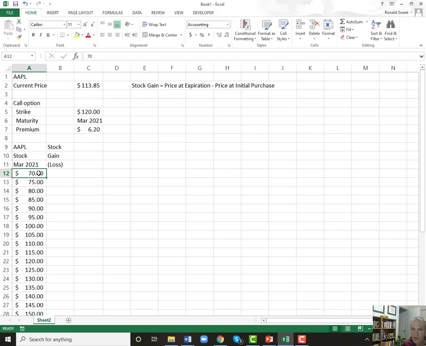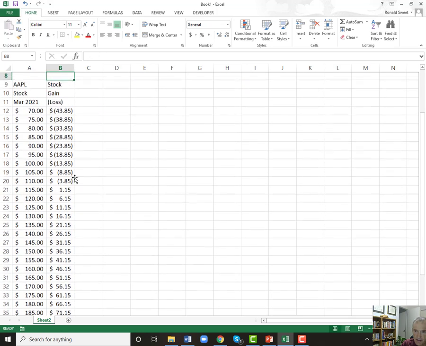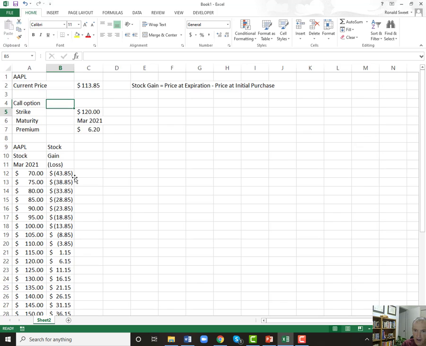Then we come up to March 2021. So we take the $70 minus what we paid, and that gives us a loss of $43.85. We can copy that down, and you'll notice once it goes above 113.85, we start making money on this, all the way up to 86 bucks. So there's our payoff.